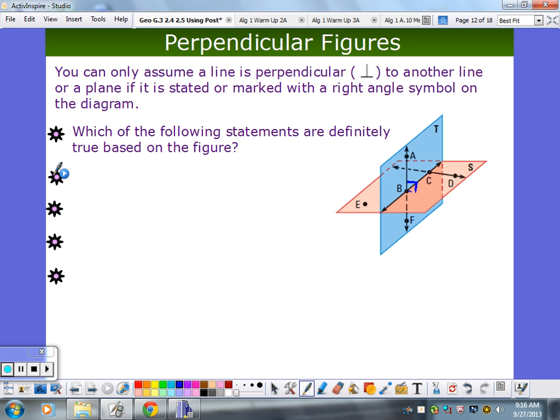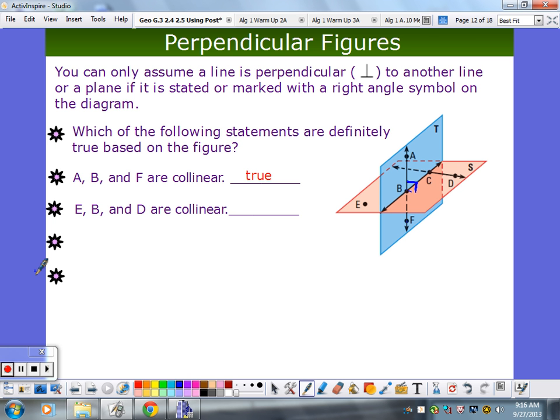Which of the following statements are definitely true based on the figure? So look at the figure. Are A, B, and F collinear? Can we tell that based on the figure? What do you think? He says, yes, they are. I think so. I see a line. I see the 3 points on the line. That's fine if the line is drawn there.